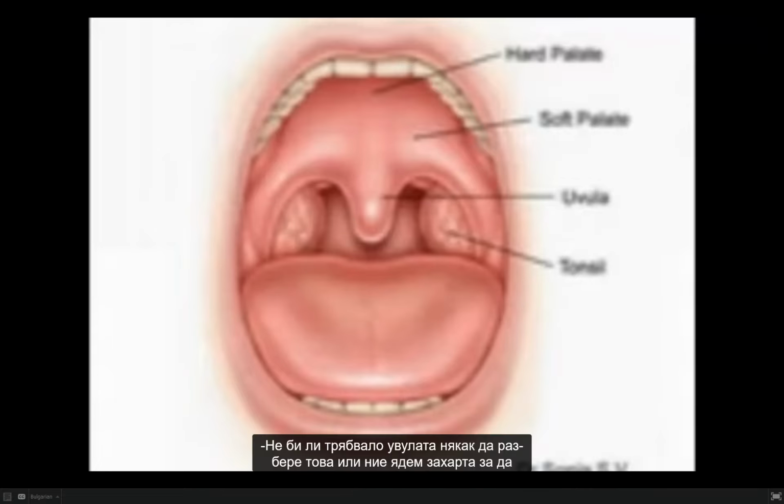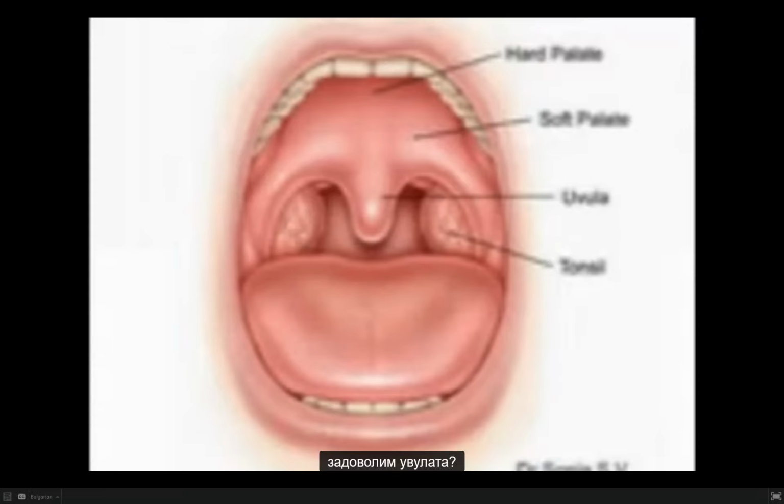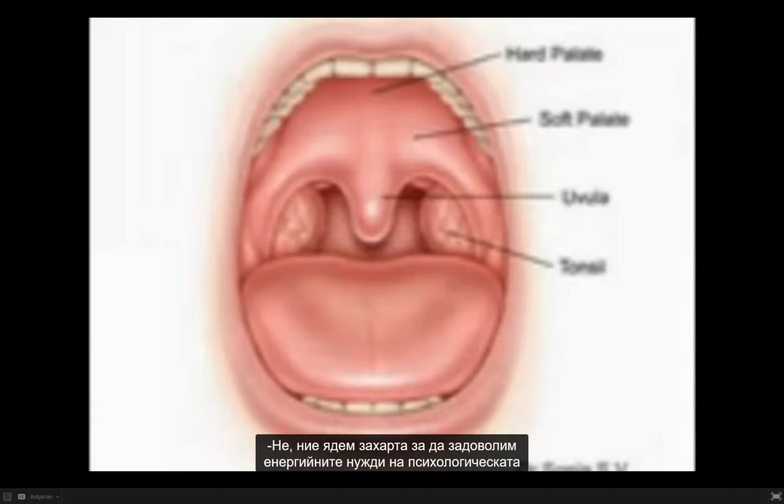Shouldn't the uvula be able to sort of figure that out? Are we eating the sugar to satisfy the uvula? No, we're eating sugar to satisfy the energy need of the psychological part through the stomach.